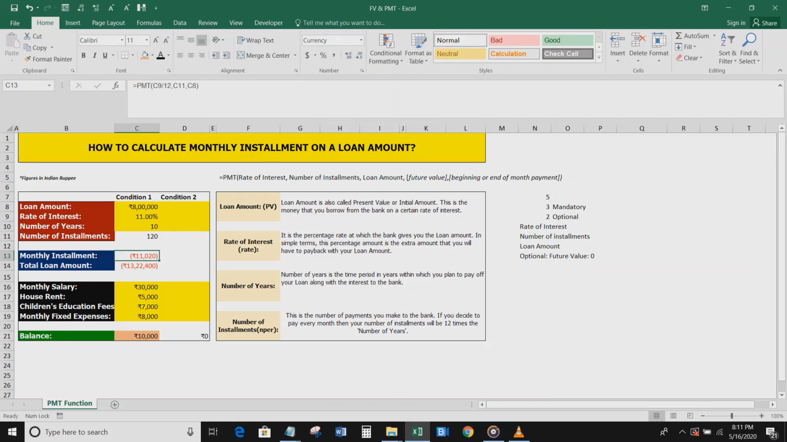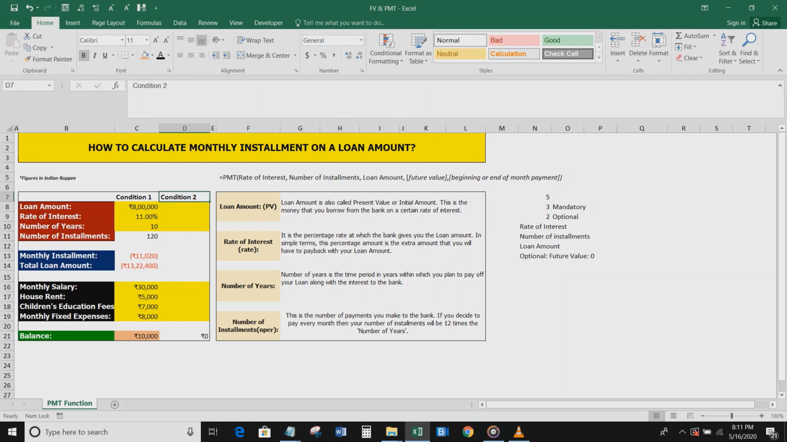Now you see that my monthly installment is going to be approximately 11,000 rupees, which is higher than the balance I am left after meeting my other fixed expenses. And that means that I'll have to sell everything else in my house to purchase a car. So I will take another condition.